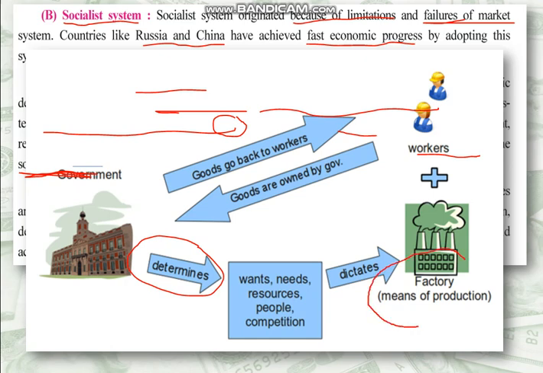The factories which produce are also owned by the government. They are government factories, plus the workers who are working in the factories are also working for the government. So goods are owned by the government. All the things that are produced are owned by the government. And what does the government do? The government gives those things back to the workers, meaning here the citizens. So you can say that the whole system is actually controlled by the government, and the government does it all.